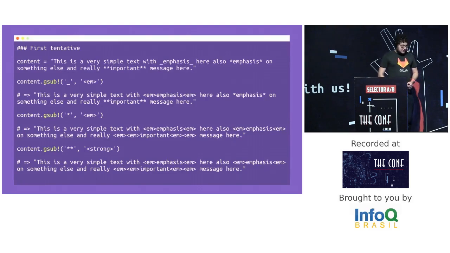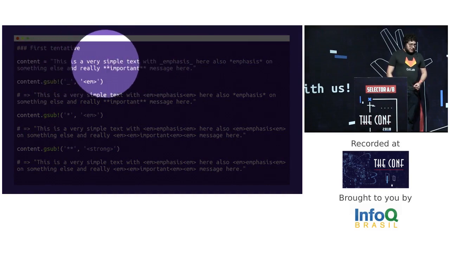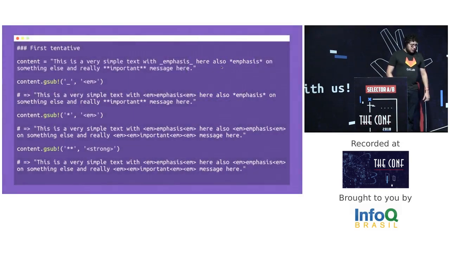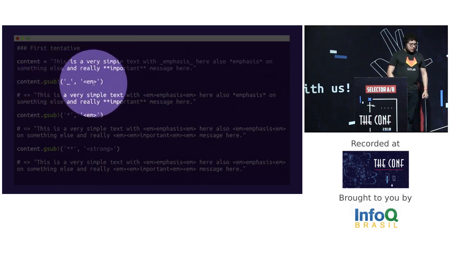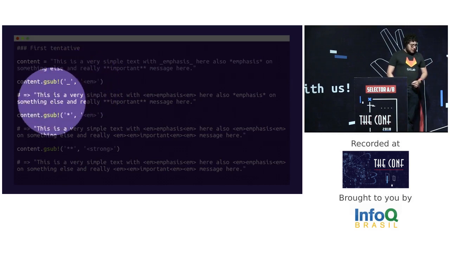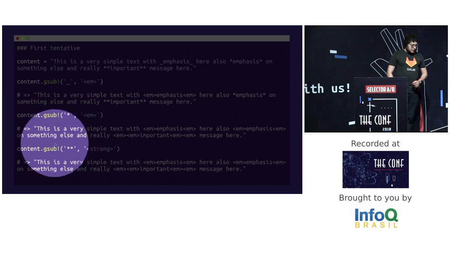This is where I define the content. It's the same thing that we saw before. We continued by using the gsub command, which is a command to overwrite anything that starts with underscore with the em tag, and it goes globally, so it overwrites the whole text. We're doing the same for single asterisks and the same for double asterisks.